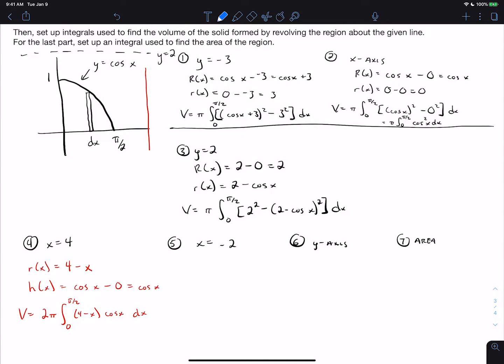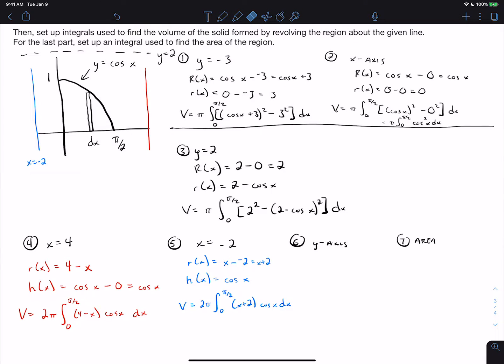For x equals -2, we've got a vertical line to the left of the region. Again, the shell method. r of x is the distance from the line to the rectangle. That's x minus -2, which is x plus 2. The height is the top y minus the bottom y. That's cosine x minus 0, which is cosine x. Volume then is 2 pi times the integral from 0 to pi over 2 of (x plus 2) cosine x dx.